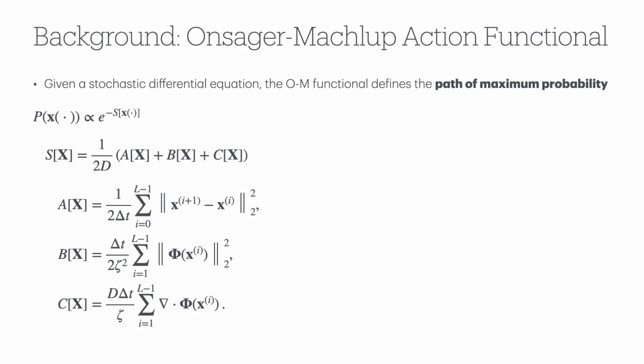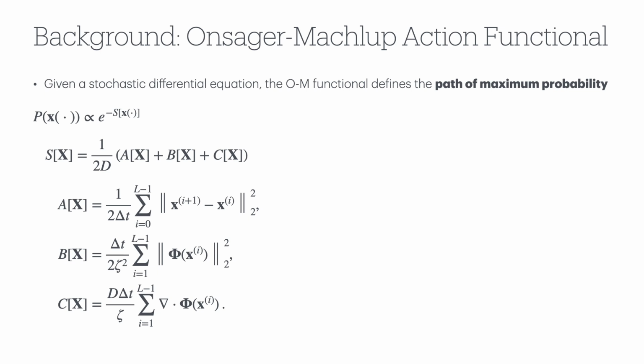And finally, I'm going to introduce the OM action functional. This also seems super complicated, but I promise it'll get clearer once I explain it. This functional says, given a stochastic differential equation, like the one I proposed on the last slide, what is the path of maximum probability from point A to B? The x here is actually a path; that's why we have x with parentheses and a dot. Across time, x is a function of t. So the probability of this path is proportional to e to the minus S of x.